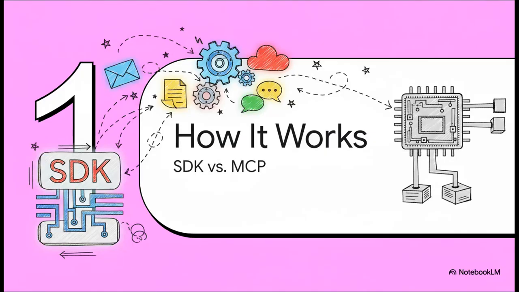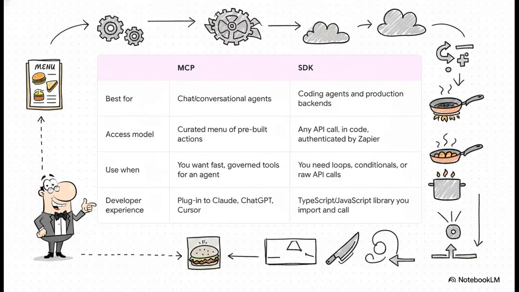Okay, so to really get what makes the SDK so powerful, it helps to compare it to Zapier's other AI tool, which is called the MCP. Let's kind of break down the key differences between them. There's a really great analogy for this. Think of the MCP as a curated menu at a restaurant. It gives a chatbot a simple, pre-approved list of things it can do. It's perfect for quick, simple tasks.